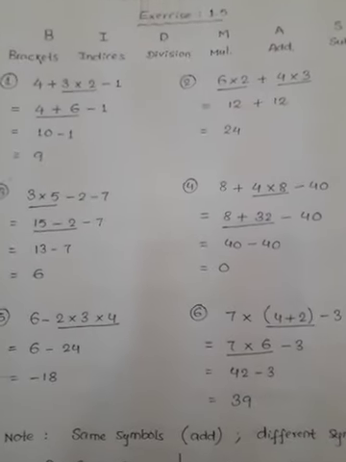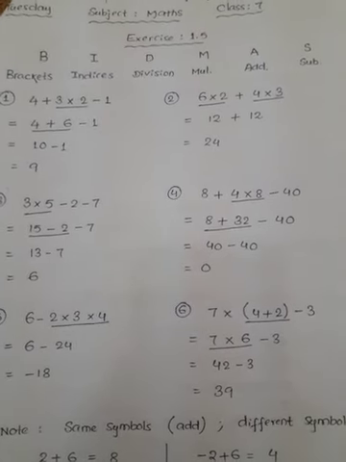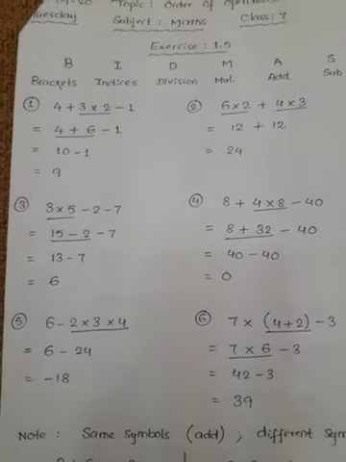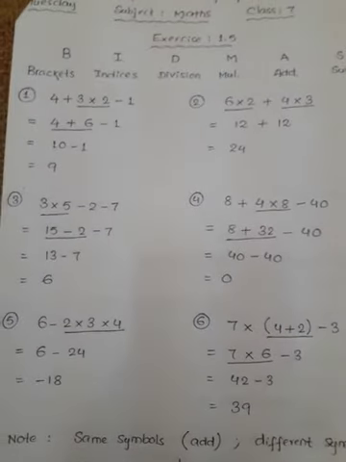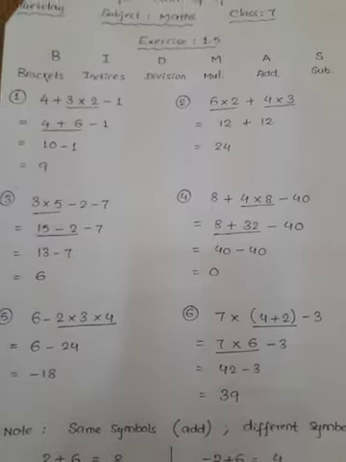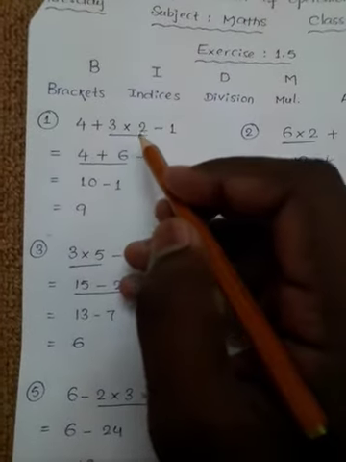You have to follow these lines, okay? You have to follow these conditions. So first brackets, next indices. We don't have indices here. Next is division, next is multiplication, next is addition, then last one is subtraction. So these are the questions now. Look at the question properly. 4 plus 3 multiplied by 2 minus 1.